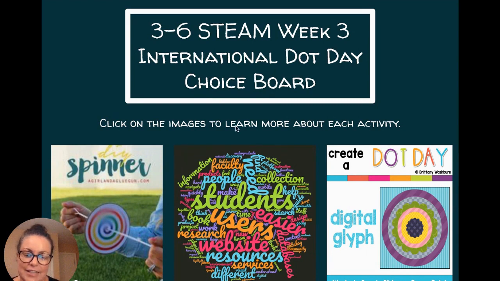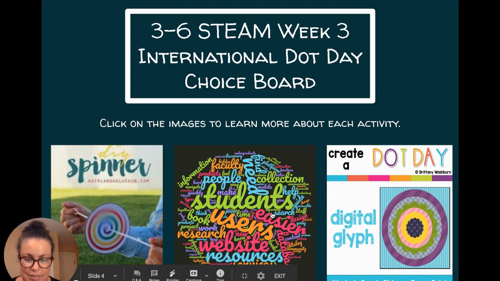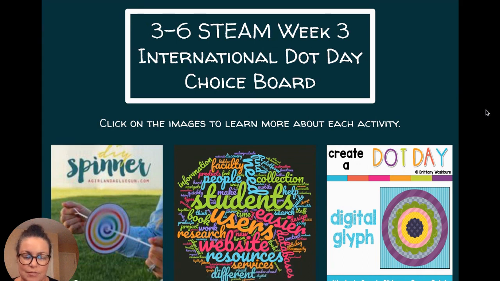The second activity is to make a word cloud about yourself. If you click on this link, it will take you to the word cloud site where you can type in words that describe you, and then play around with colors and fonts and sizes and make a really cool word cloud that tells all about you, which is in the shape of a dot. And then the last option is a Dot Day glyph. This is a copy and paste activity where you use the patterns that are available to make a Kandinsky dot that describes you.